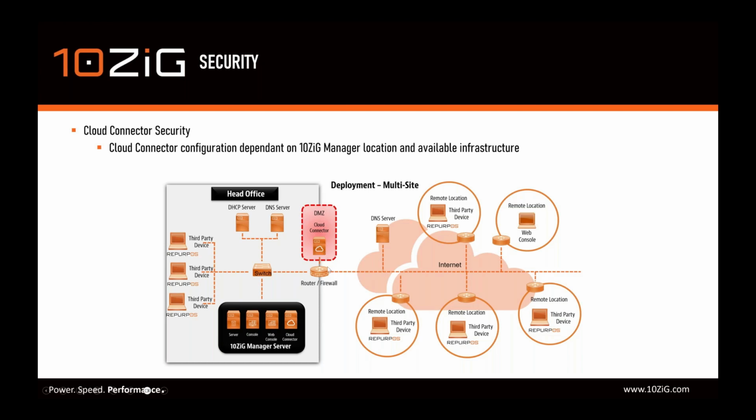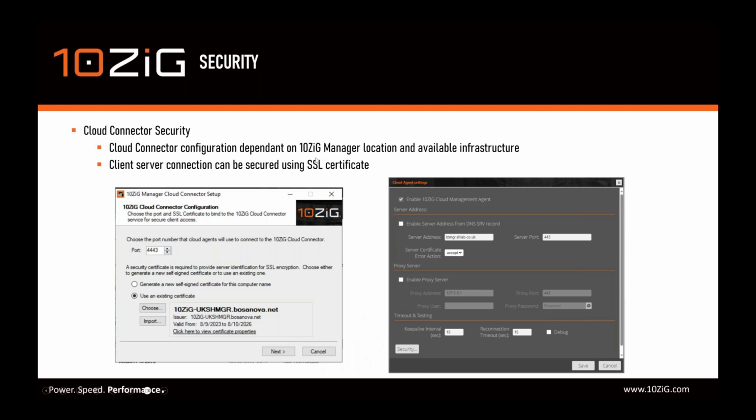If you don't have a DMZ, then you can just forward the TCP 443 from the router firewall directly to the 10ZiG Manager server, unless you've changed the port to something else. We can also secure the cloud connector connection using a certificate.